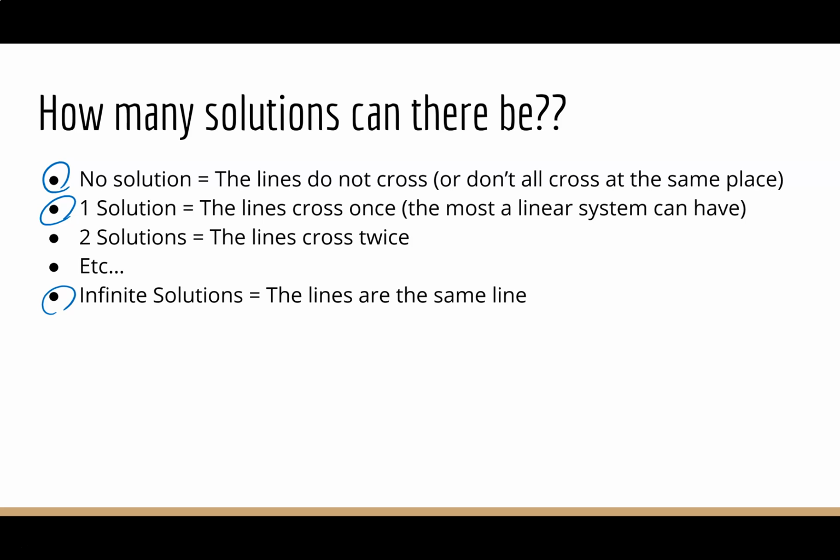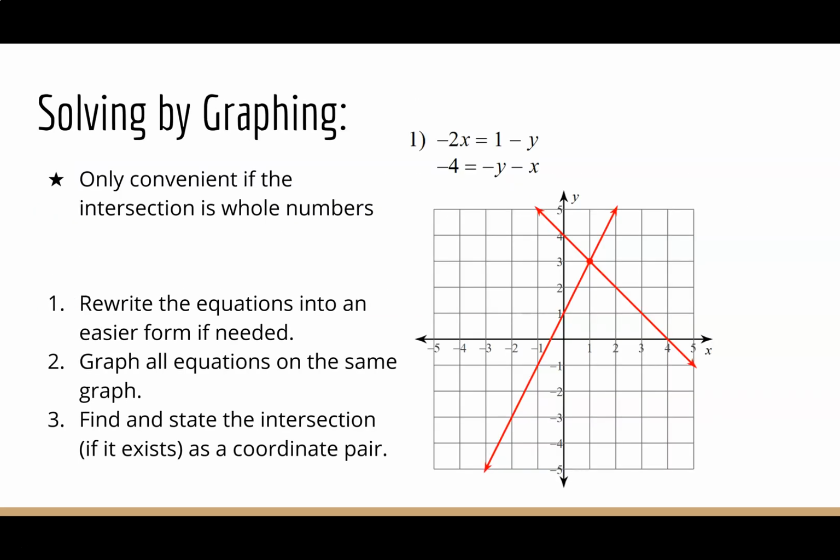That does not mean there's two solutions. It is one solution. It is a location that requires both an x and a y. Now, solve by graphing. It's really only convenient if the intersection is whole numbers, or if you have a graphing calculator or can use Desmos.